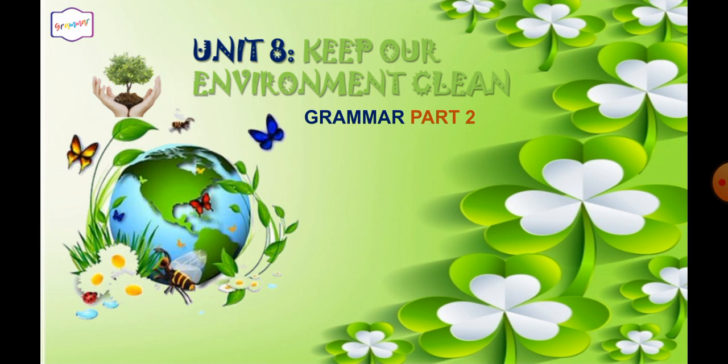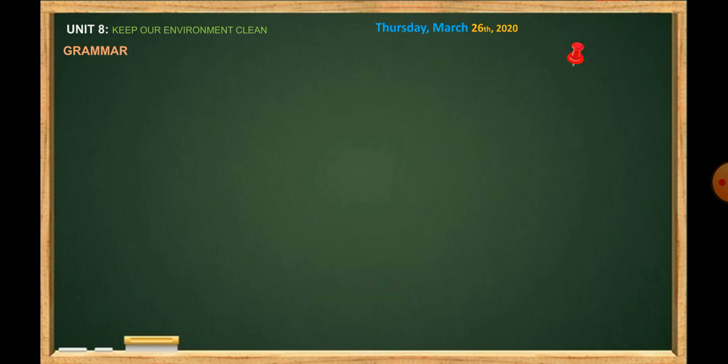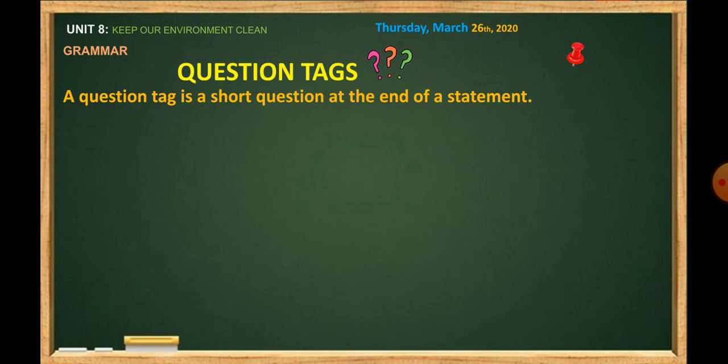Our unit is Keep Our Environment Clean, and this is the second part of the grammar lesson that we started last time. In the previous video, we talked about the simple past of regular verbs in English. In this part, we will talk about question tags. What are question tags, or what is a question tag? A question tag is a short question at the end of a statement.